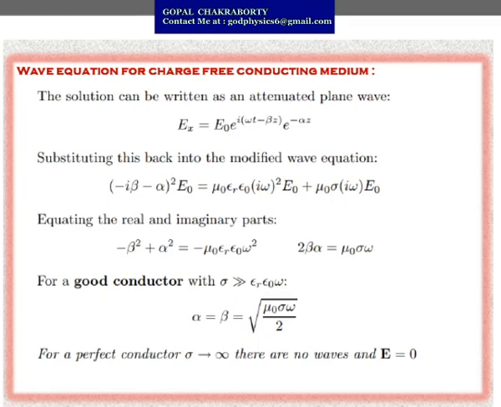Now after knowing the differential equation, you need to solve it. From there you may find some conditions. The solution can be written as an attenuated plane wave, that is Ex along the x direction, Ex equals E naught e to the power i(omega t minus beta z) times e to the power minus alpha z. Substituting this value into the modified wave equation, what will you get? You will get minus (i beta minus alpha) whole square times E naught equals mu naught epsilon r epsilon naught (i omega) whole square times E naught plus mu naught sigma i omega times E.